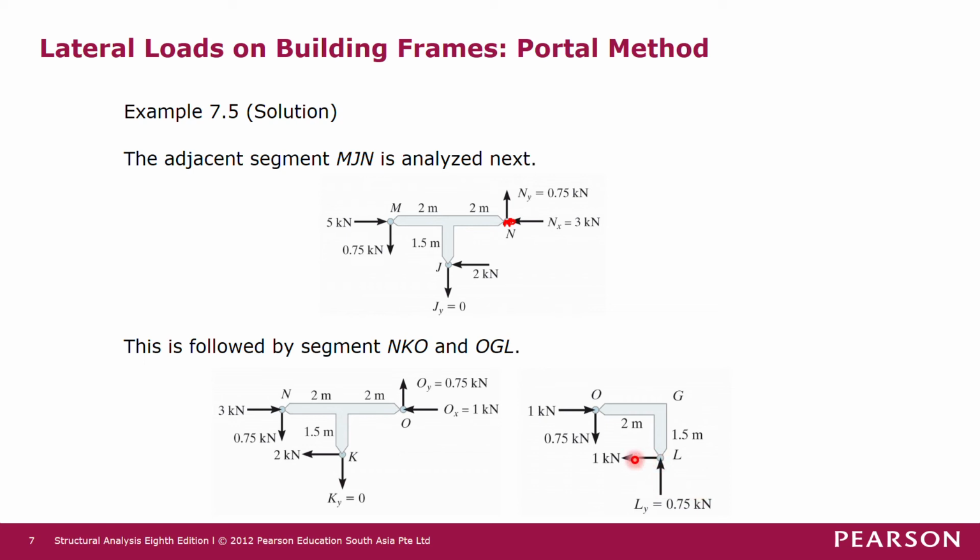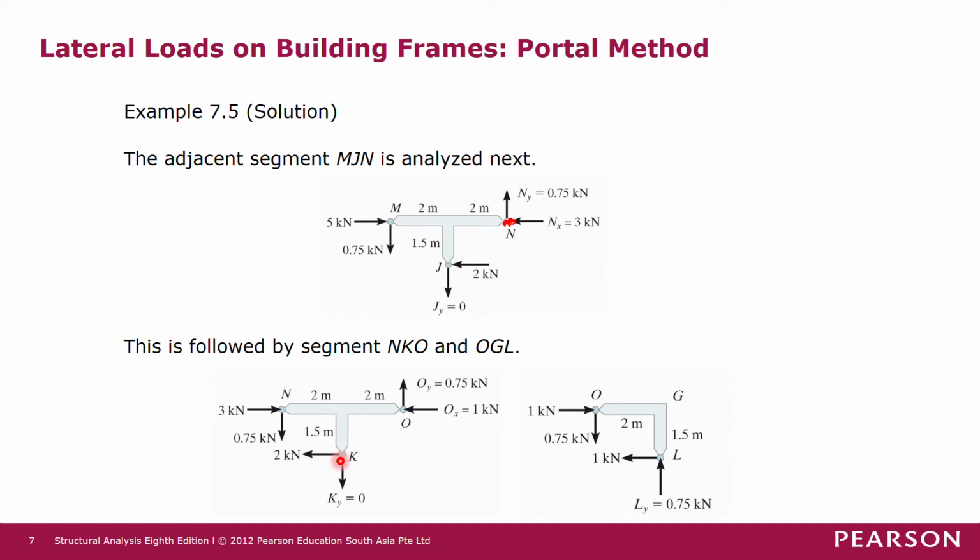Okay, and then this is V. This is also a known force. The only unknown is Ly. Then we just sum forces in the vertical direction. So we have negative 0.75 plus Ly equals 0. So Ly equals 0.75 kilonewton.